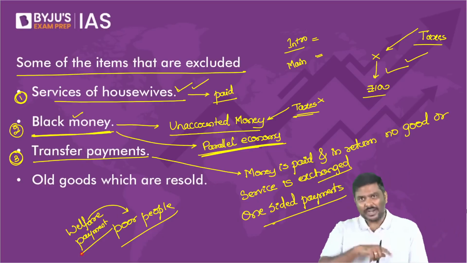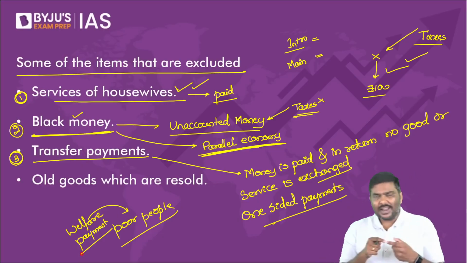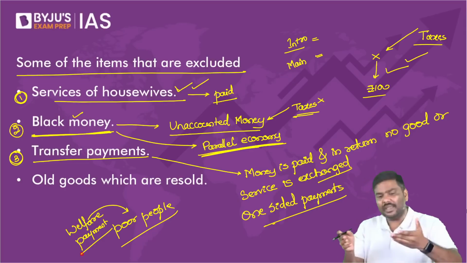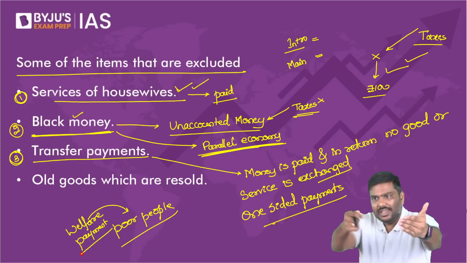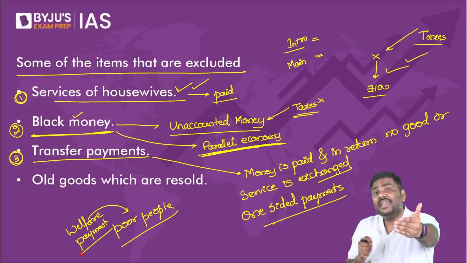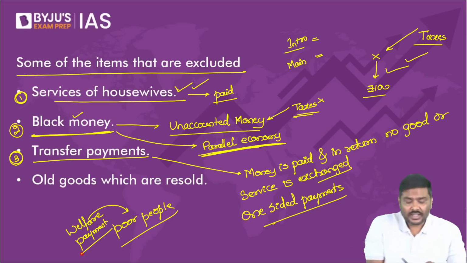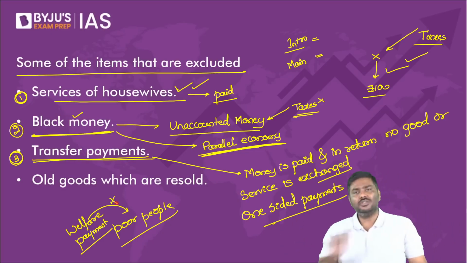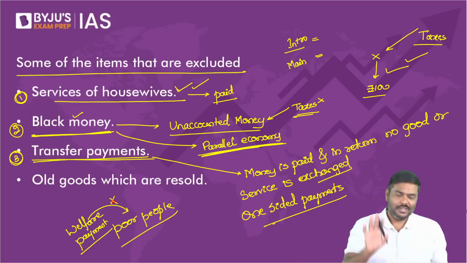So I hope you understand this. Whenever there are one-sided payments, that's very important. One-sided means money is given, in return no good or service is taken. These are called transfer payments. Transfer payments are also not accounted in the calculation of GDP. They are also not counted in the calculation of GDP.